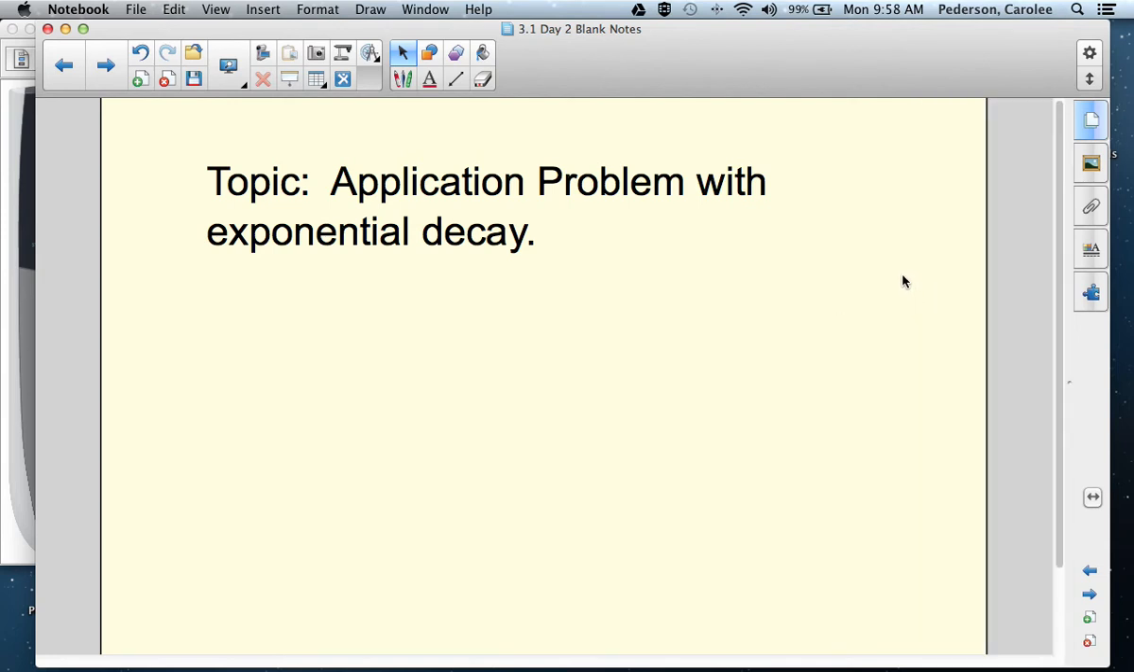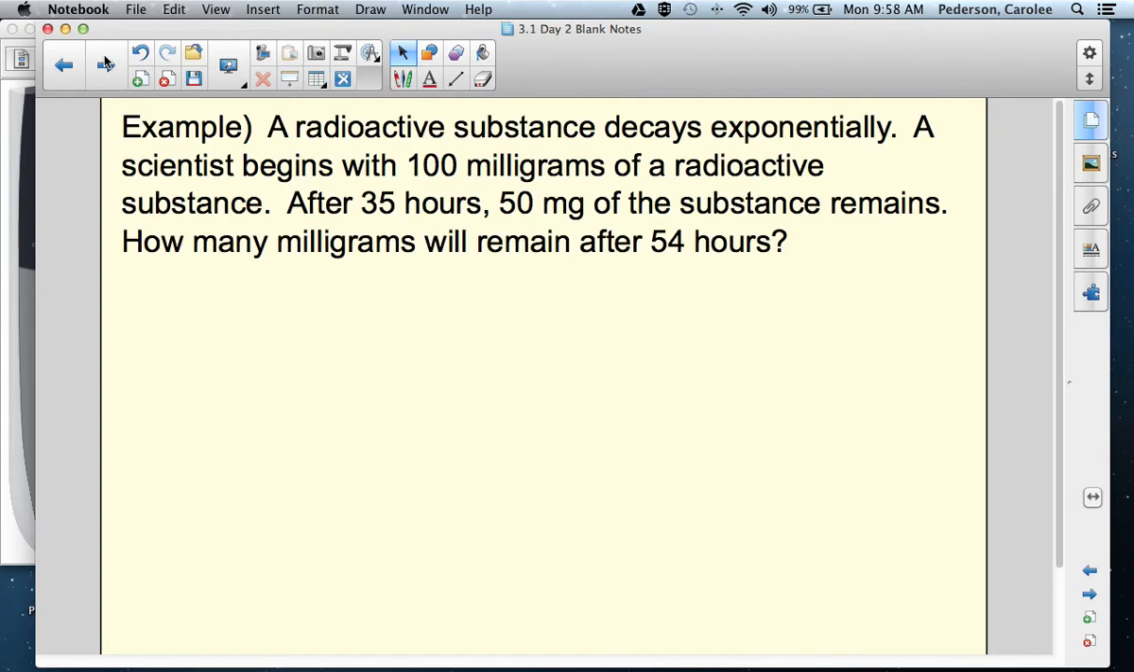All right, here's an application problem for exponential decay. Here's what we give you. A radioactive substance decays exponentially. A scientist begins with 100 milligrams of a radioactive substance. After 35 hours, you have 50 milligrams left of the substance. How many milligrams will remain after 54 hours?